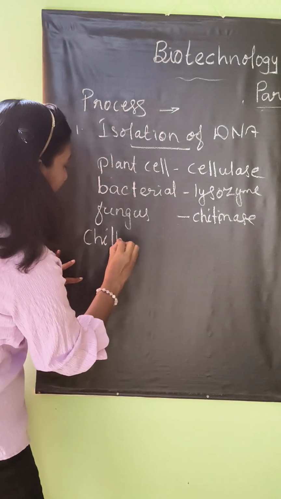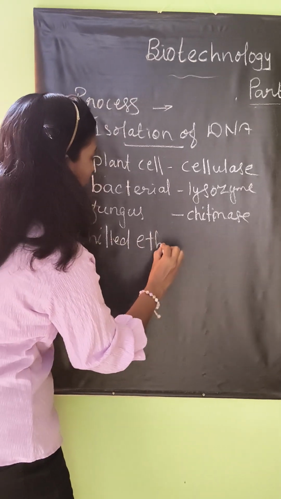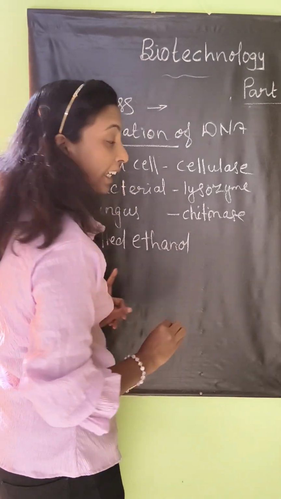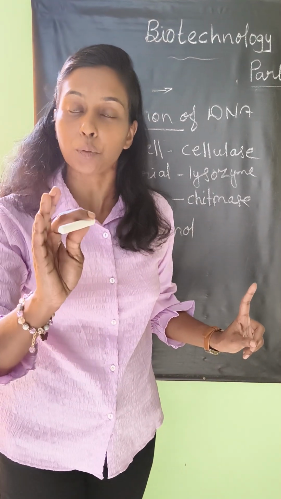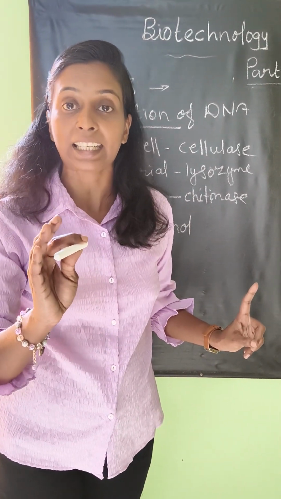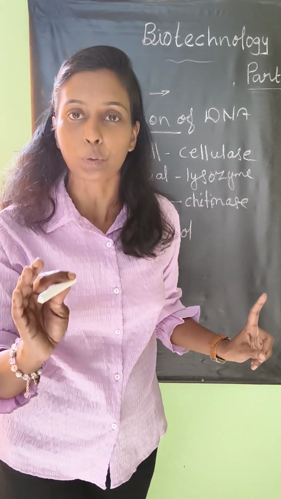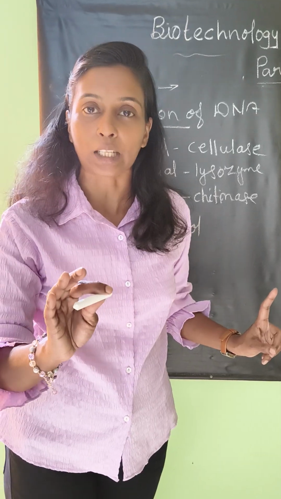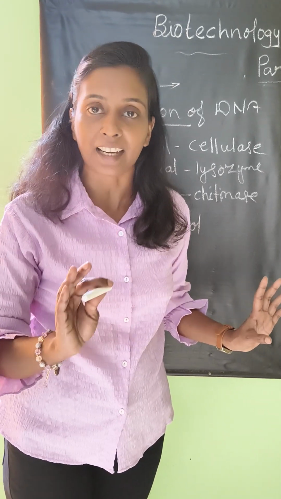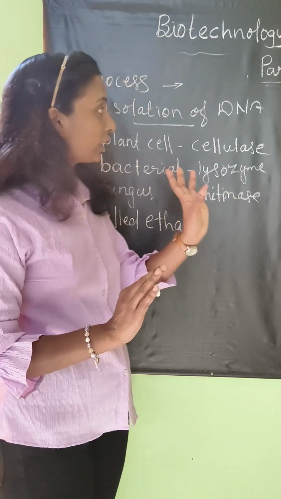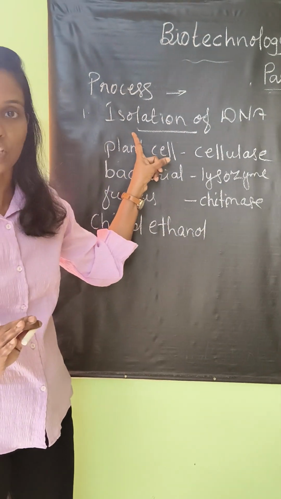It is called chilled ethanol. If we use chilled ethanol, DNA can be precipitated out. When you do the DNA extraction practical, at last you add the chilled ethanol. It is used to precipitate the DNA. DNA is precipitated out, so at last we get the DNA. So this part you can understand as isolation of DNA.